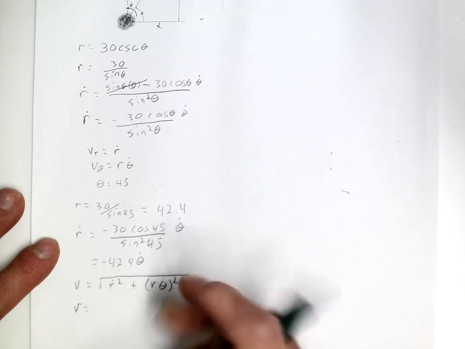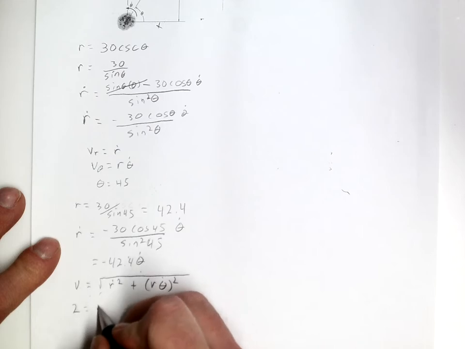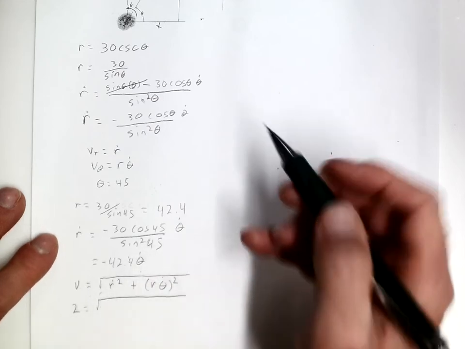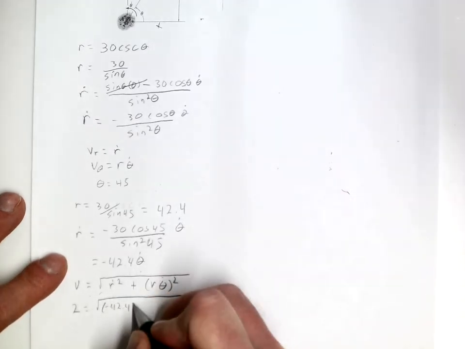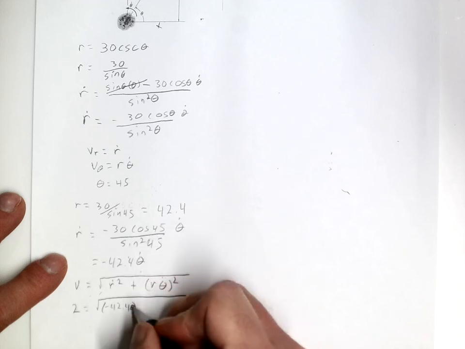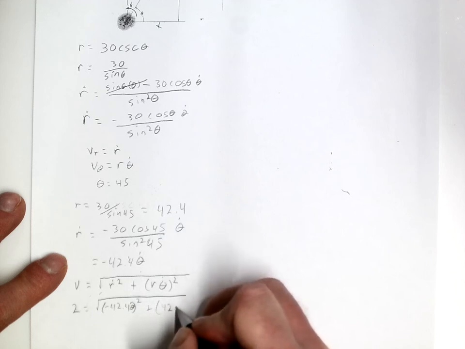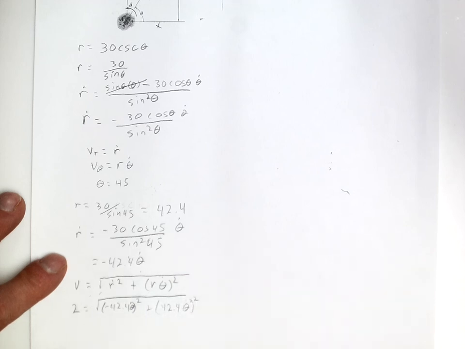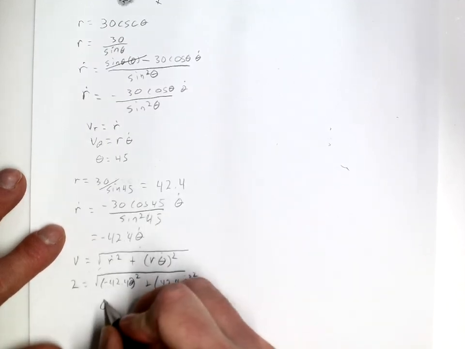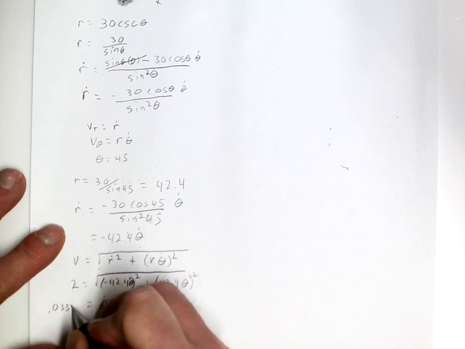So v, which is 2, is equal to the square root of negative 42.4 theta dot squared plus 42.4 theta dot squared. And we solve that, and theta dot is equal to 0.0333 radians per second.